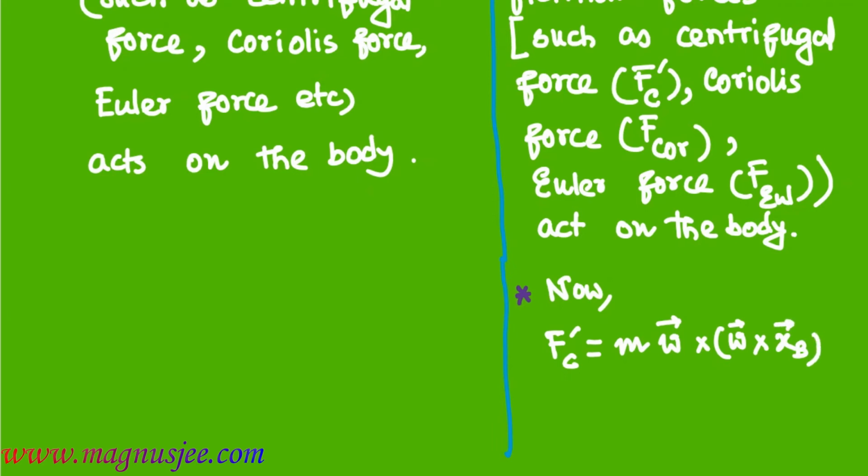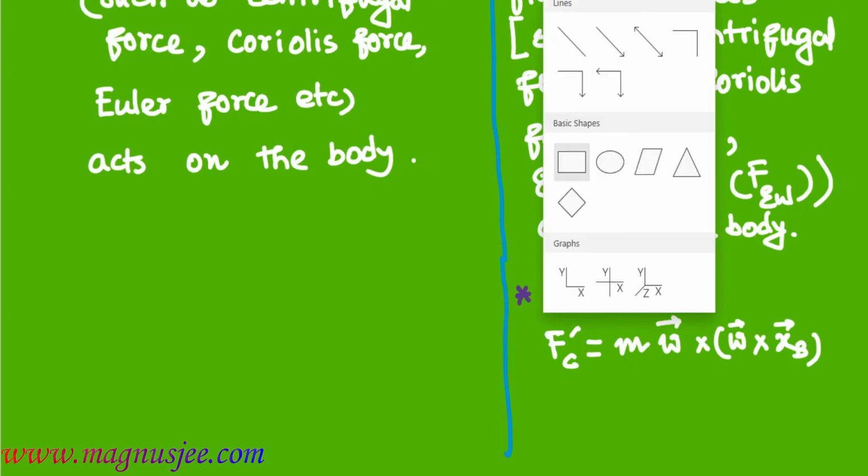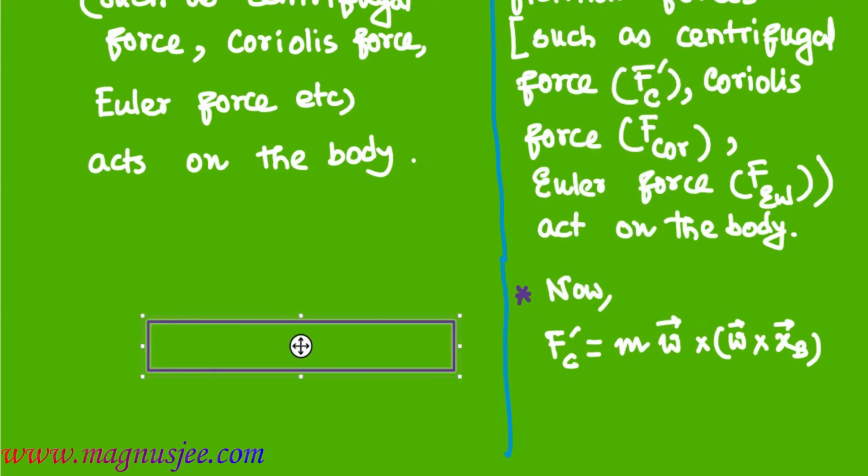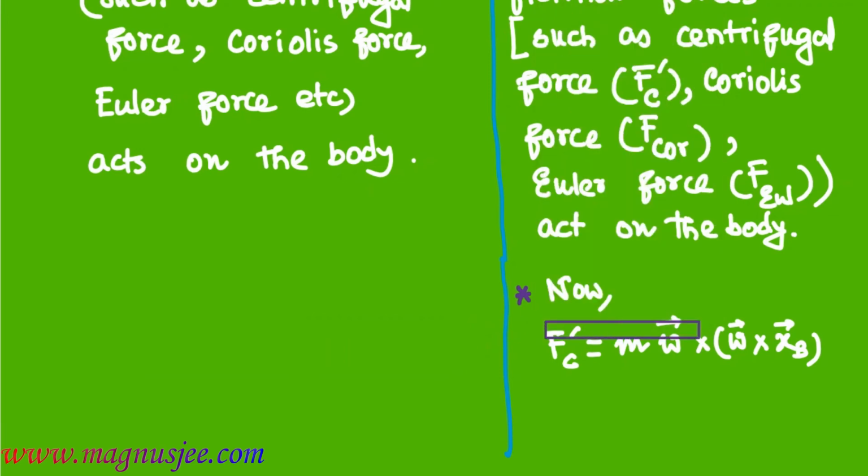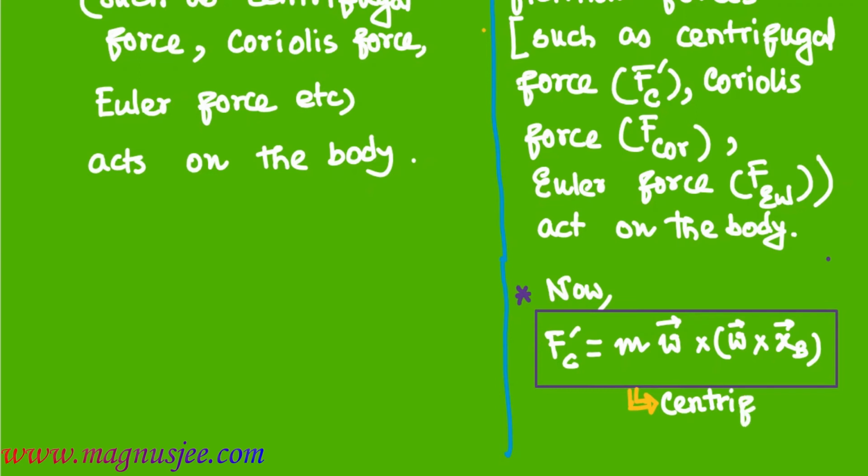Vector Fc prime equals m vector omega cross vector xb, where omega is the angular velocity of the non-inertial frame of reference with respect to the assumed inertial frame of reference. This is the expression of the centrifugal force vector.